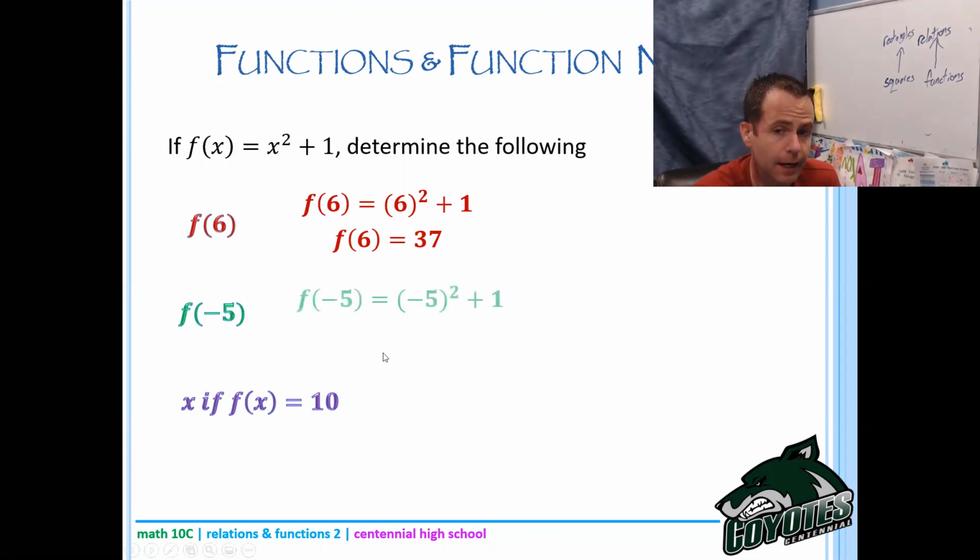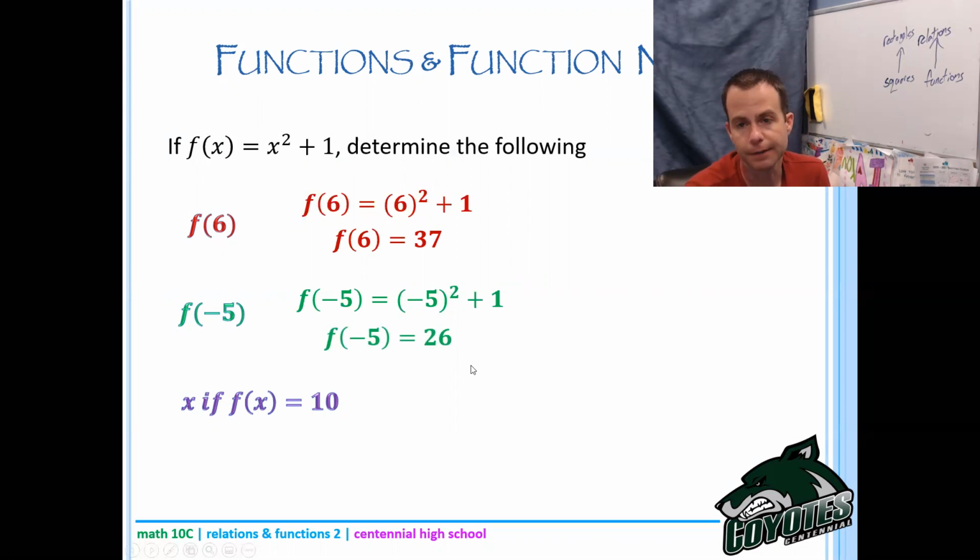I'm going to plug negative 5 in for x. So I get negative 5 all squared plus 1. Negative 5 squared is 25. 25 plus 1 is 26. So f of negative 5 is 26.